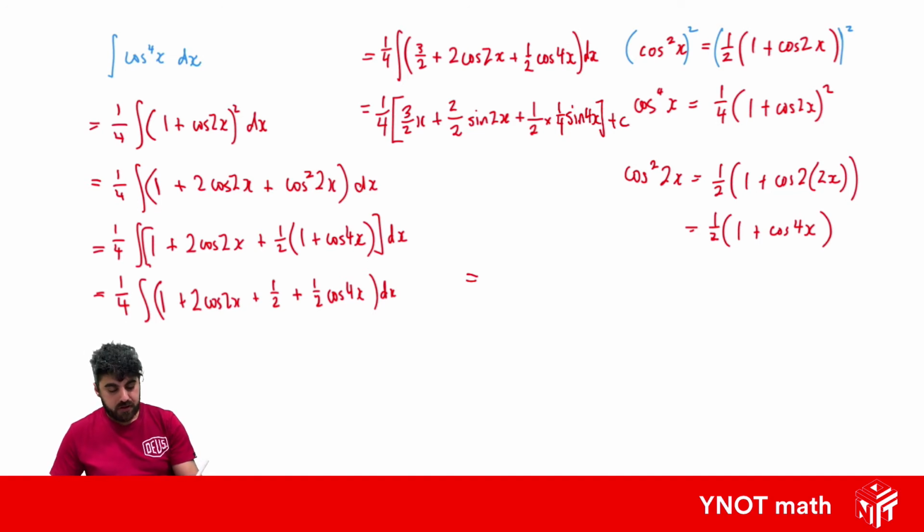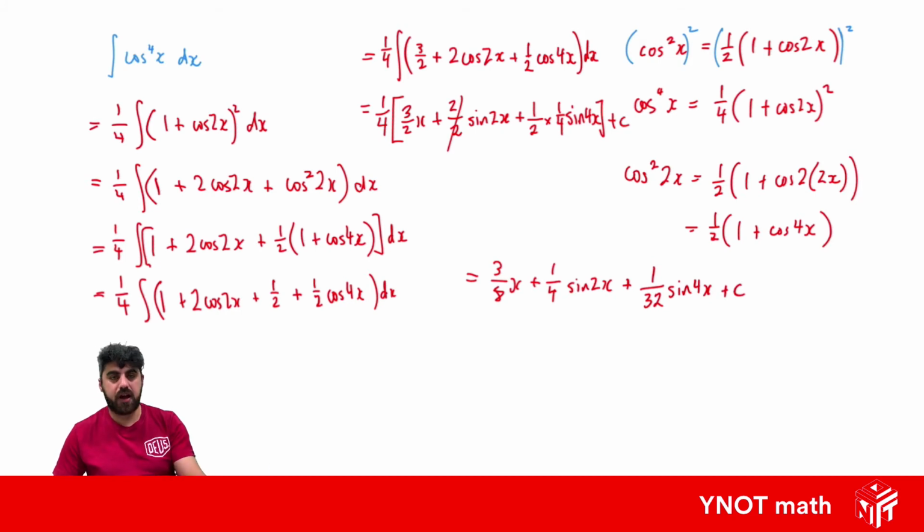So let's expand. We're going to get a quarter times 3 on 2, which is 3 on 8, so we're going to have 3 on 8x. The 2 on the 2 we'll just simplify to 1, and a quarter times the rest will be plus a quarter sine 2x. Then we've got a half times a quarter, which is an eighth, and an eighth times a quarter is a 32nd. We're going to have 1 on 32 sine of 4x, plus our constant for our final answer.